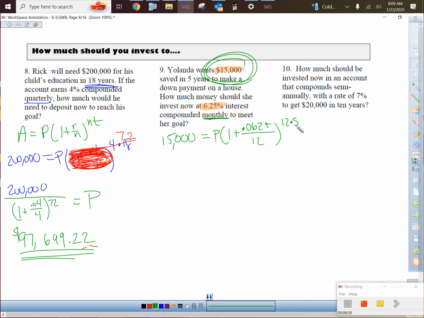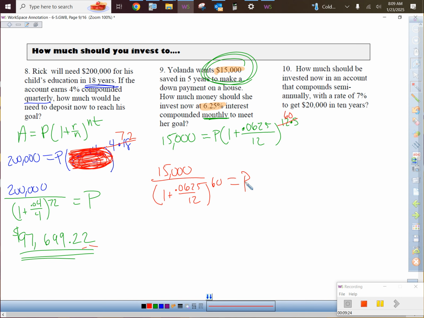So again, if we figure this guy out ahead of time, this 12 times 5, that'll save us a little bit of a headache with parentheses and stuff like that. So 12 times 5 is 60. And then our final deal will be this, 15,000. We're just going to divide by this mess. That's going to equal P.